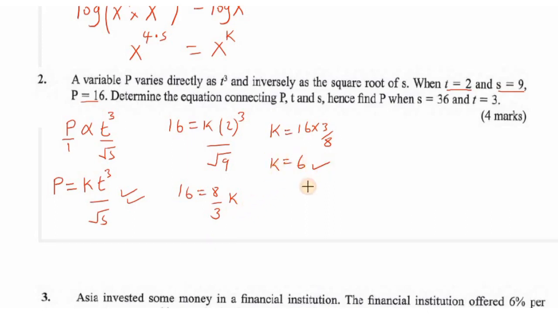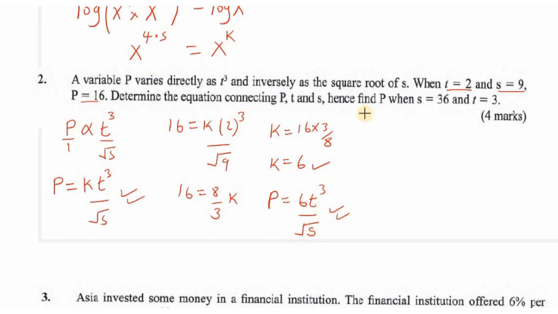Once we've gotten the value of k, we can now replace it with its actual value in this equation. So we'll say p is equal to 6t cubed all over the square root of s. So at this particular point, we already have the equation connecting p, t, and s.